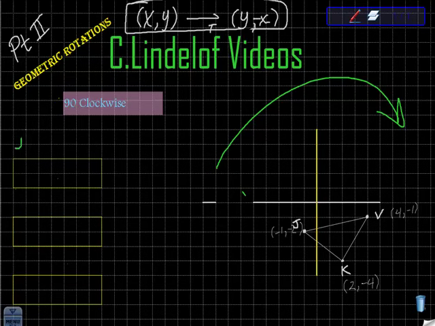We have the point J, and the point J is the point -1, -2. And we have the point K, and I'm going to skip down here to K, and it's the point 2, -4, isn't it? And lastly, we have the point V, and it doesn't matter what order you put these points in, but 4, -1, right?